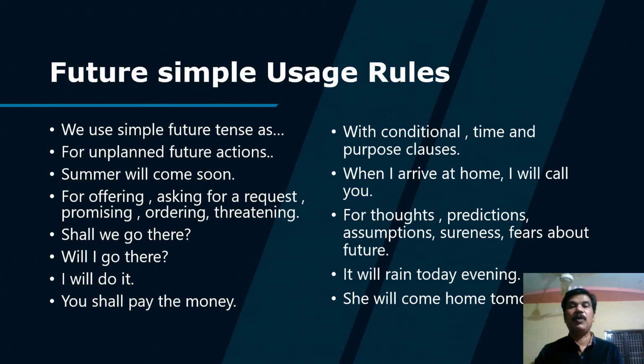Okay, now let's learn the uses of future simple. We use simple future tense for planned future actions. Summer will come soon. For offering, asking, requesting, promising, ordering, threatening: Shall we go there? Shall I go there? I will do it. You shall pay the money. All this you can express with the simple future, with conditional time and purpose clauses. When I am at home, I will call you.